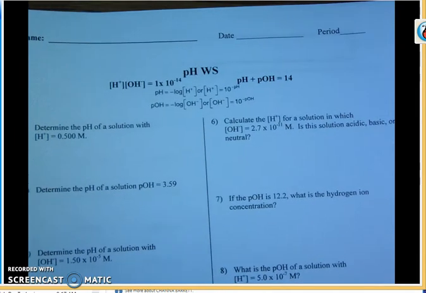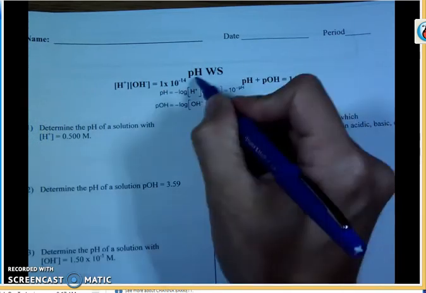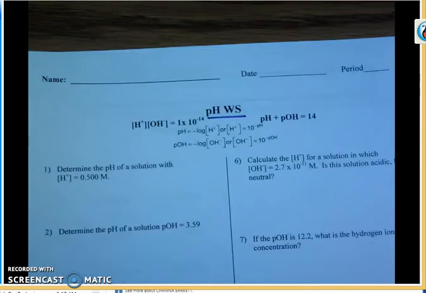All right, so one of the last things we're covering in acid-base is pH. This pH worksheet is all jumbled up here. I'm sorry for that, the editing isn't quite perfect. But pH, remember, is the power of hydrogen ions, so basically a measure of how many hydrogen ions are in the solution.